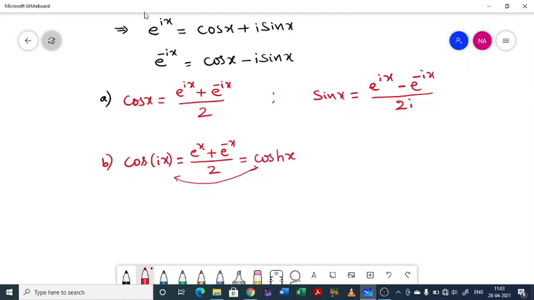So this thing I have to note down here. And similarly, if I replace x by ix here, sin of ix will be, again you can make that modification. So finally we arrive at i times of e power x minus e power minus x by 2, that is i sin hx, i sin hyperbolic x.